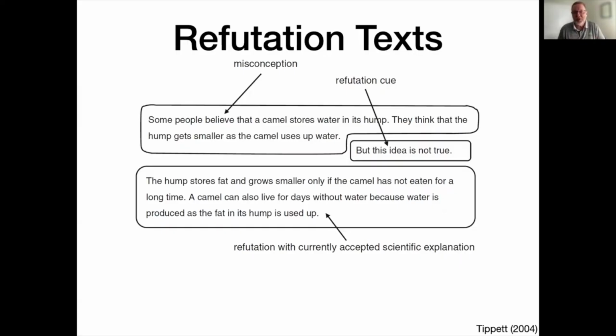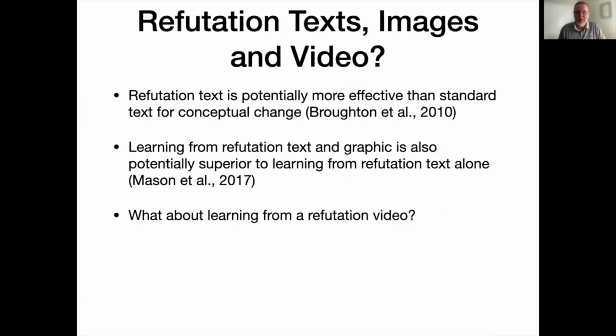So these refutation texts, again, have been around in science education for decades. And so people have begun to ask, because refutation texts are mostly more effective than standard text for conceptual change, if we add images to these refutation texts, would they be even more superior in terms of inducing learning in learners? And the question I ask is, what about a refutation video, which would be especially useful in terms of astronomy teaching, where changing point of view on an astronomical system is so important.